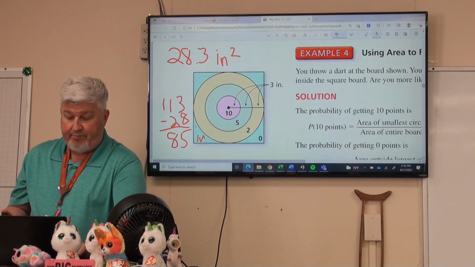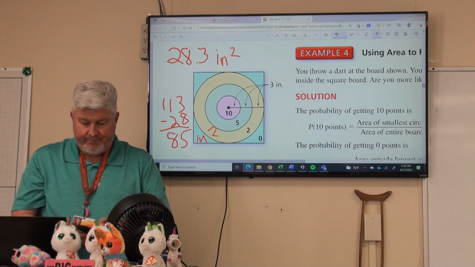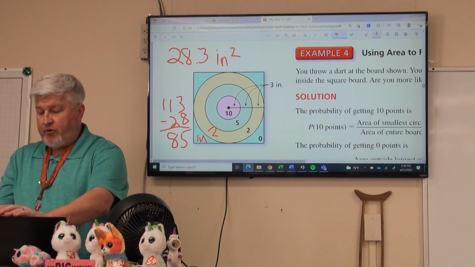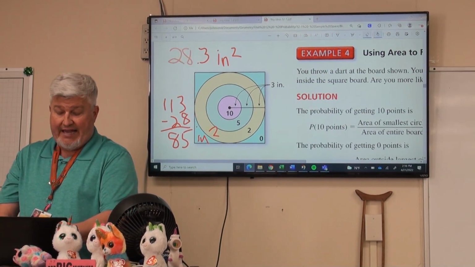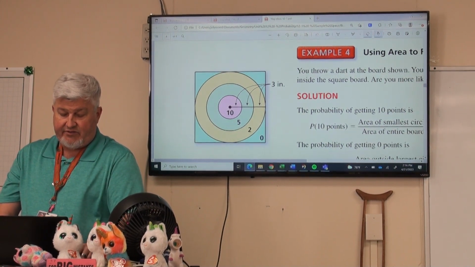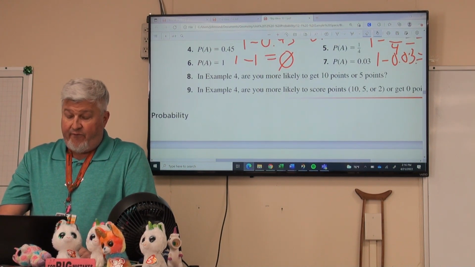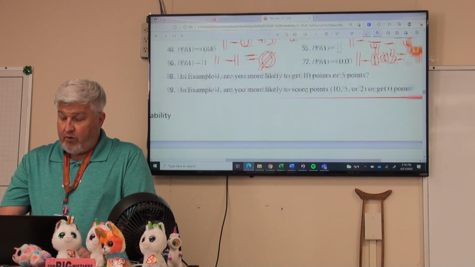The area of the pink zone is 28 square inches, so clearly we're more likely to hit a green than we are a pink. And I know you're probably looking at that going, duh, I could have told you that just by looking at it, and that's true, but many times it is not that obvious, and so you need to do calculations.